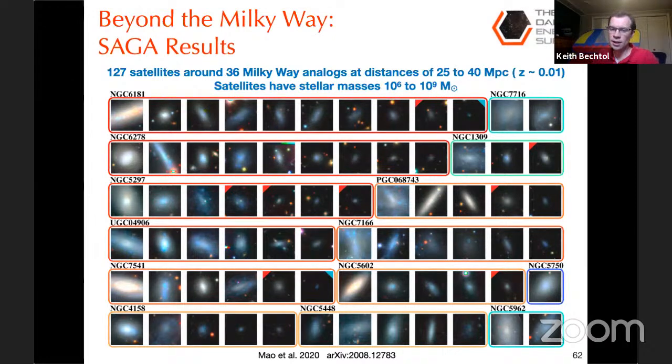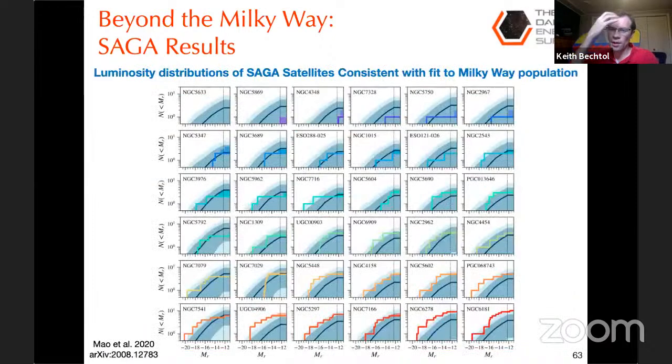And what's really interesting, this is work by Yayuan Mao and others, is that when they look at the luminosity function of this sample of 36 other Milky Way analogs, and they apply the model that was fit to the Milky Way satellite population, it's basically fully consistent. It basically looks like the Milky Way satellite population was drawn from the same underlying distribution.